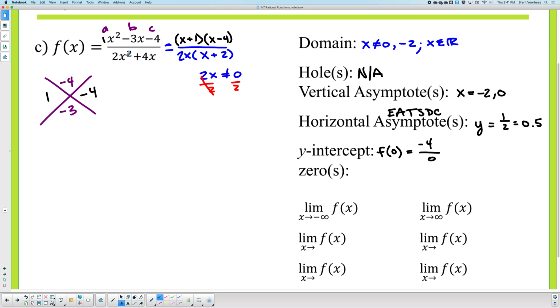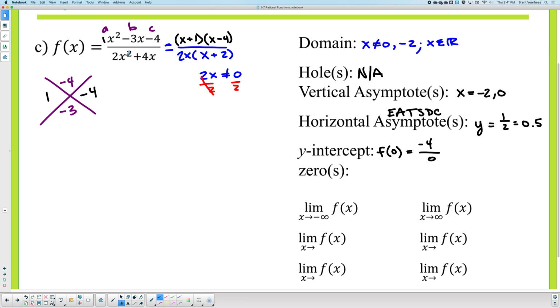We have a horizontal asymptote at 1/2. It's hard to see where 1/2 is, but it'll be approximately right here. And that does appear to be accurate. y equals 1/2 for the horizontal asymptote. We do not have a y-intercept. That looks pretty accurate. No y-intercept.